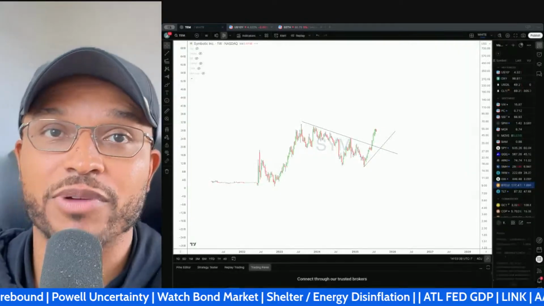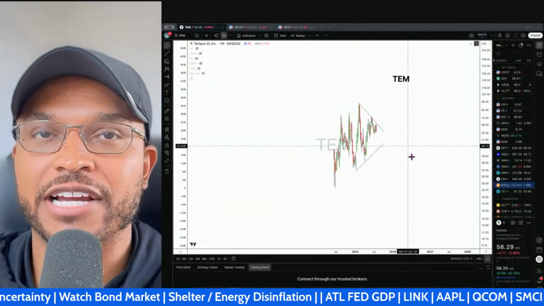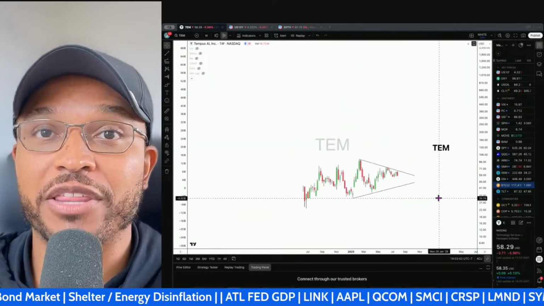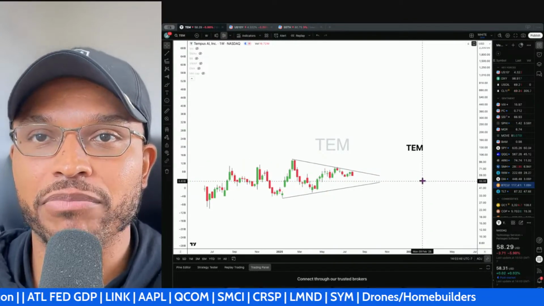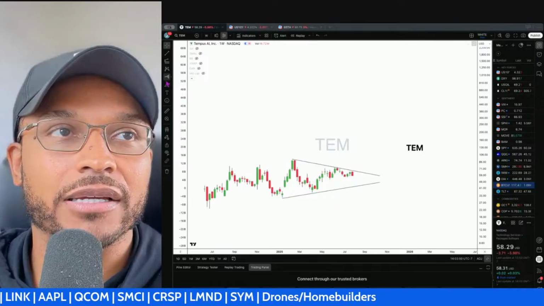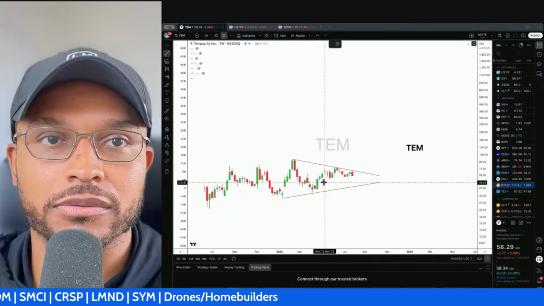The other AI is Tempest, right? Tempest AI in the healthcare sector. This is forming a huge wedge. By the way, this is almost at the buying opportunity. I'm looking at 50. Anything below 50, I want that.